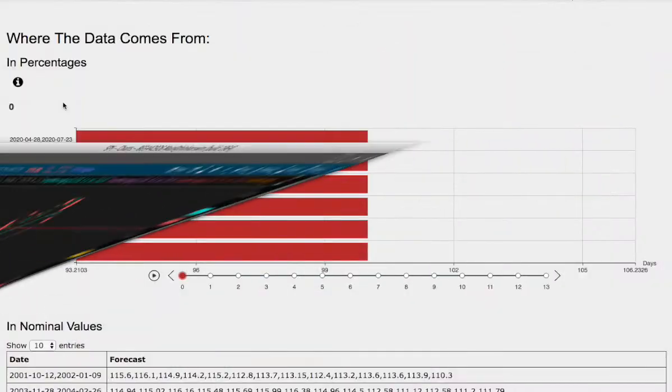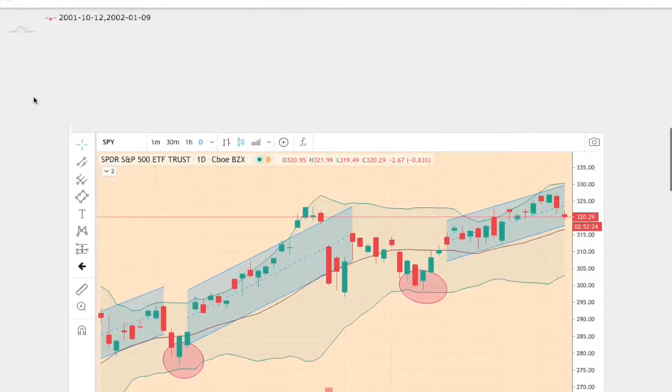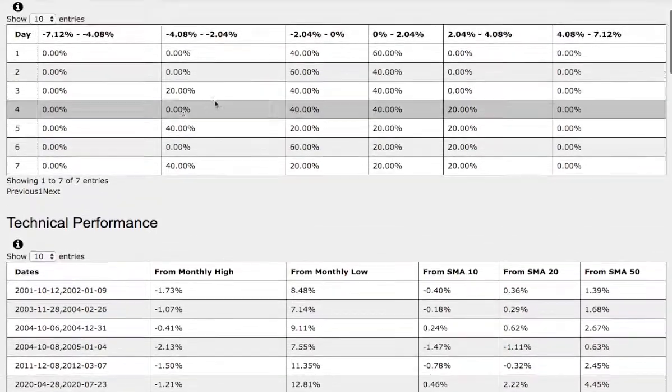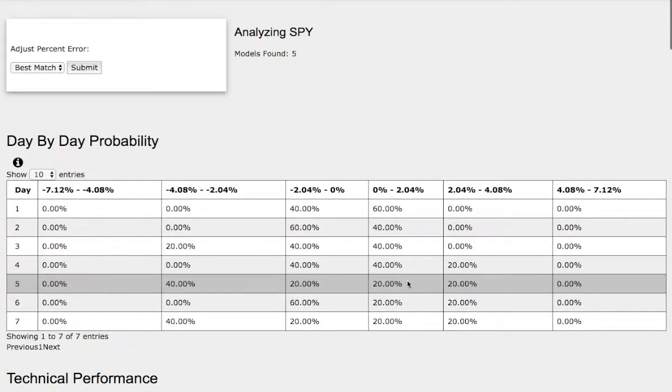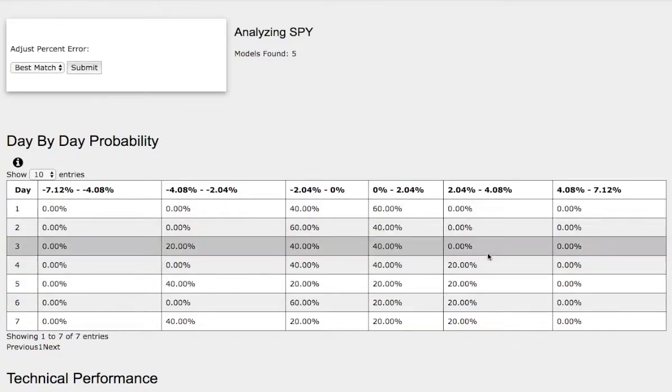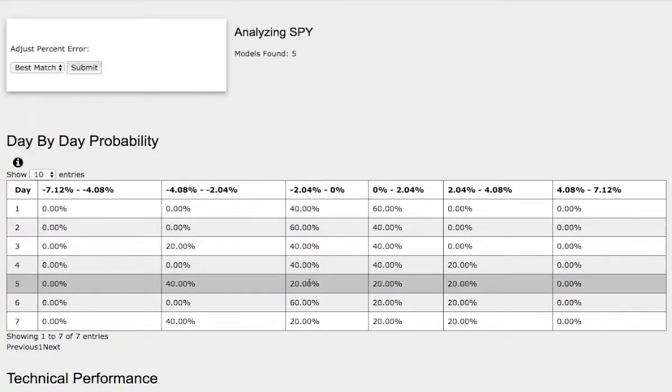So now let's examine the day-by-day probability model. These models are available in the link below, so do check it out. As we progress to the 5th day or week of trading, we have a 20% chance for it to climb between 0 to 2% and a 20% chance for it to climb 2% to 4%. And to the downside, we have a 20% chance for it to fall between 0 to negative 2% and a 40% chance for it to fall between negative 2% to negative 4%.